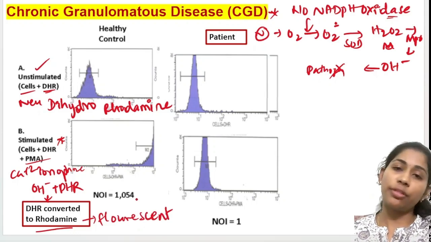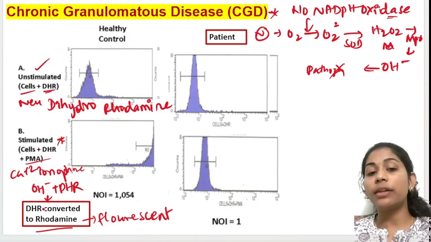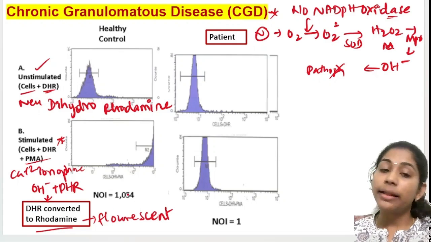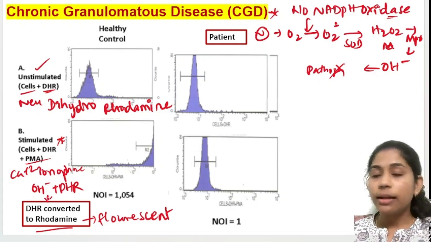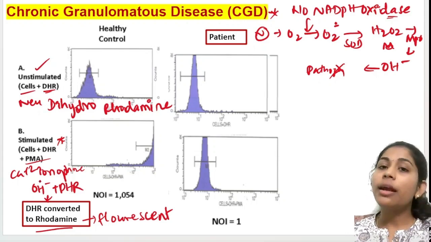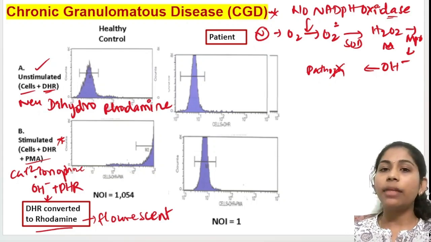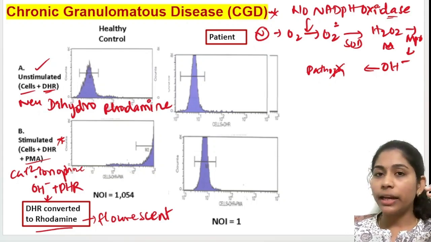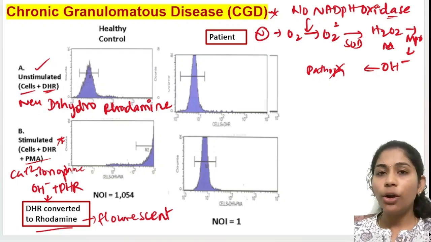Anything should finally be fluorescent, then only can we detect it in flow cytometry, right? The conversion of dihydrorhodamine to rhodamine happens only when free radicals are available in the patient's cells. If there are no free radicals, there won't be conversion, and there won't be fluorescence. If free radicals are produced, the patient has the NADPH oxidase enzyme. If the patient doesn't have NADPH oxidase, there are no free radicals, no conversion of DHR to rhodamine, and no fluorescence.